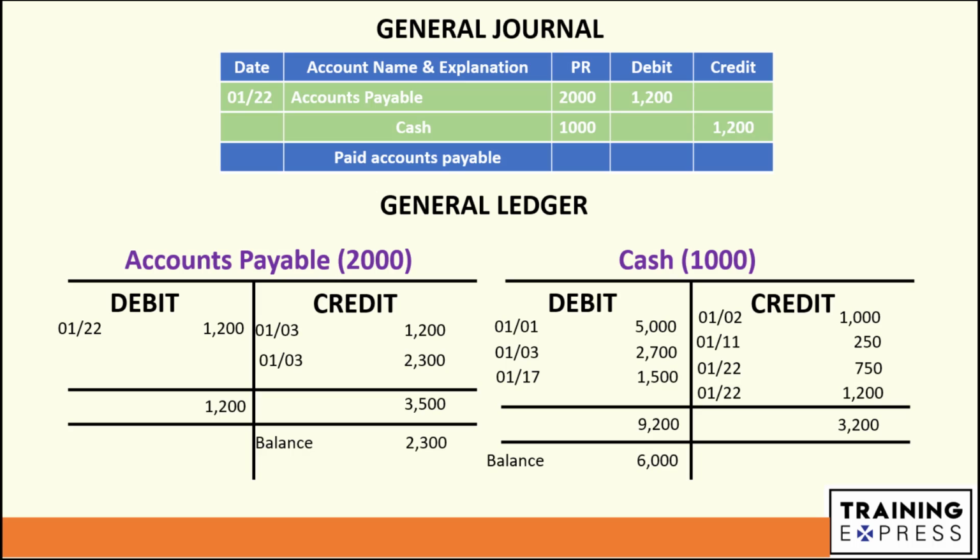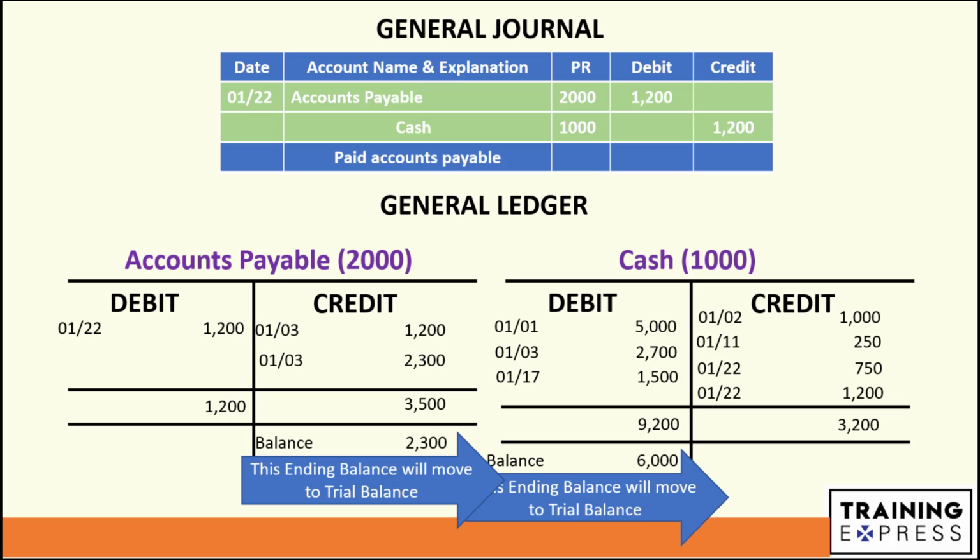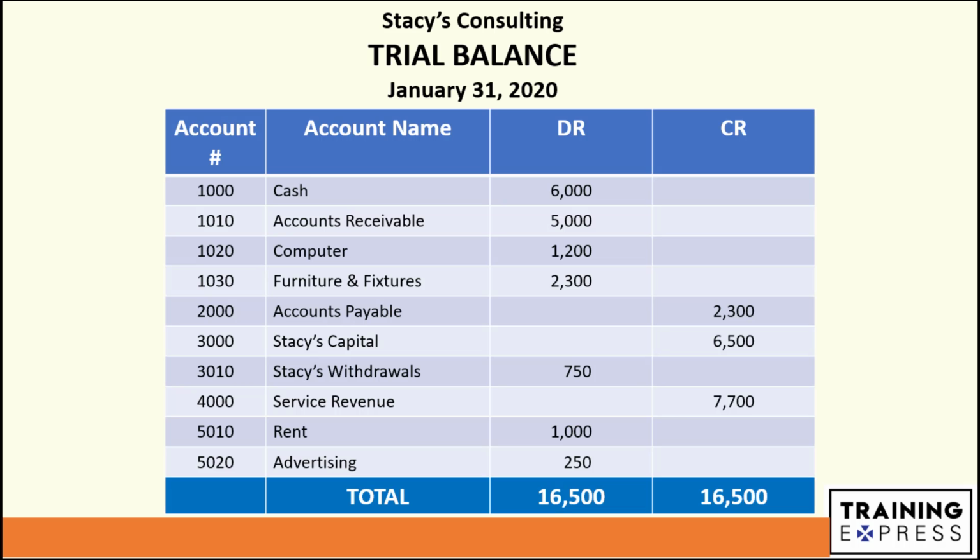Now as this is the end of the transactions, it means that the ending balance in each of these accounts will be treated as the final account balance. So the accounts payable ending balance will be moved towards the trial balance, and similarly the ending balance of the cash account will also be moved towards the trial balance. Now this is the time to prepare our trial balance. Trial balance is simply a list of ending account balances in the general ledger.